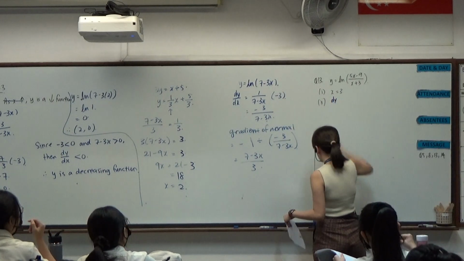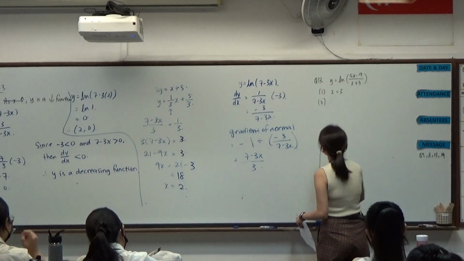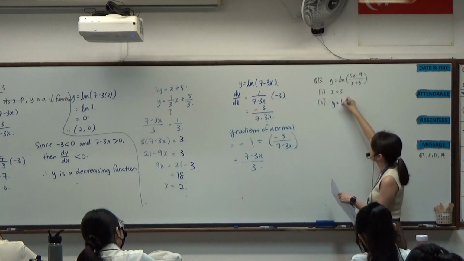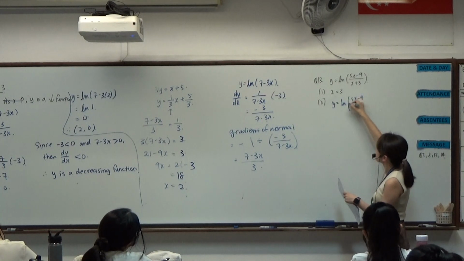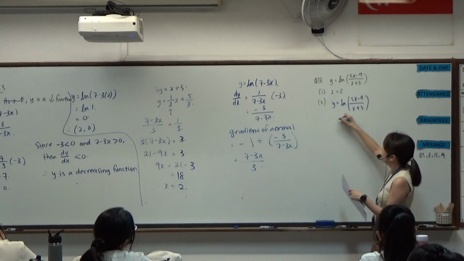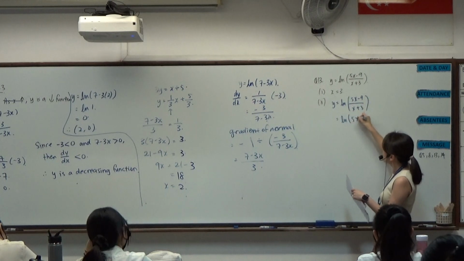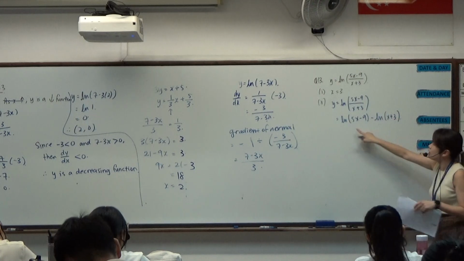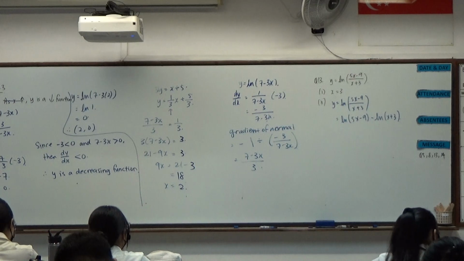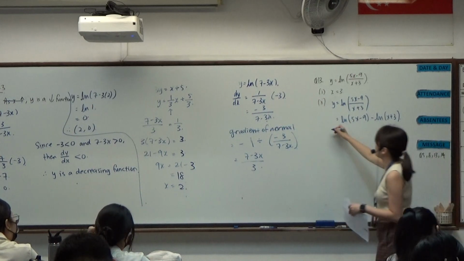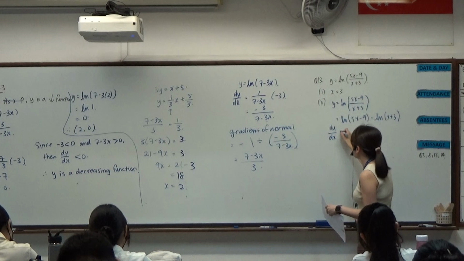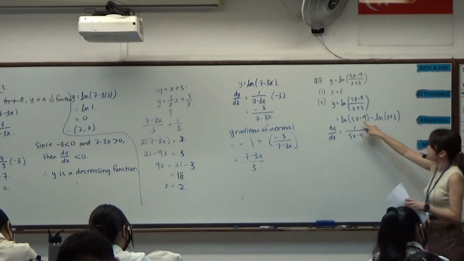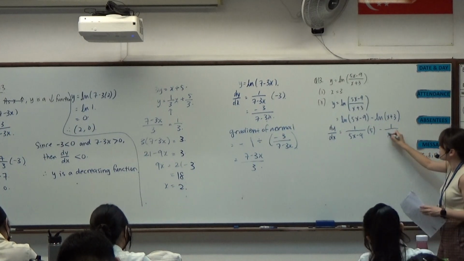So to differentiate, if you want to differentiate directly from the given function, it will be a tedious task. But since it is expressed in a single logarithmic form, applying our logarithm laws, we can actually split it out into two separate logarithm functions of ln(5x minus 9) minus ln(x plus 3). When we split it out like that, it will be easier for us to differentiate, because we just differentiate individual log functions.